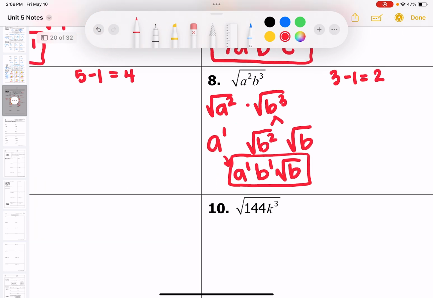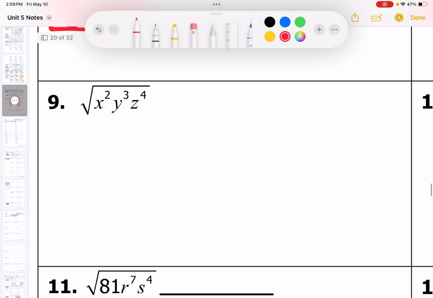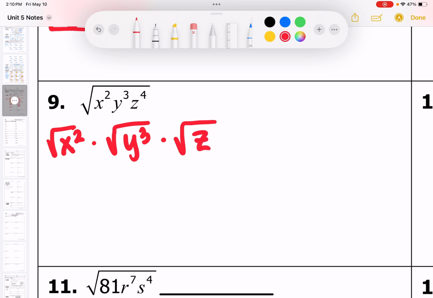All right, let's look at number 9. So we have the square root of x squared, y to the 3rd, z to the 4th. So I'm going to break all this up. X squared, y to the 3rd, and z to the 4th. All right, square root of x squared can be simplified because 2 is an even number. So I do 2 divided by 2, and I get 1.